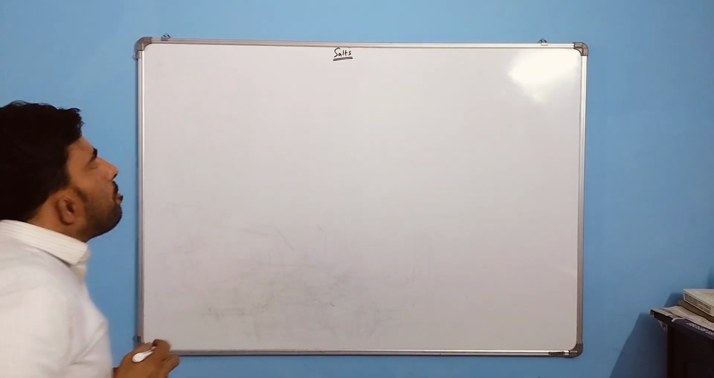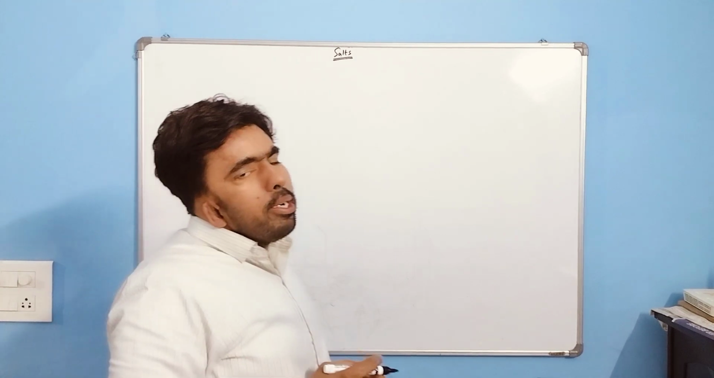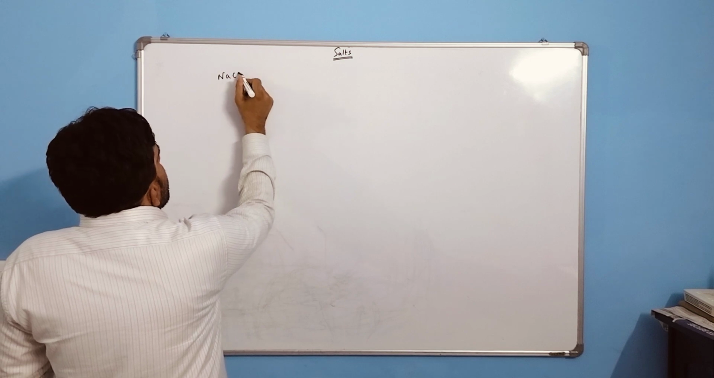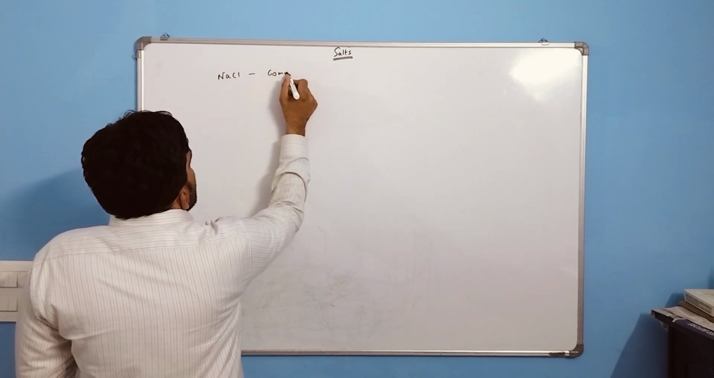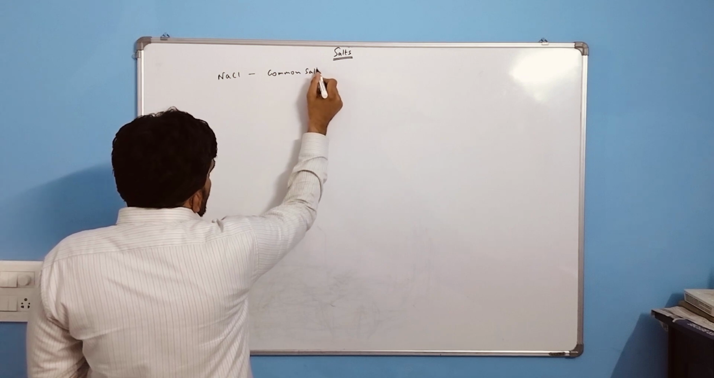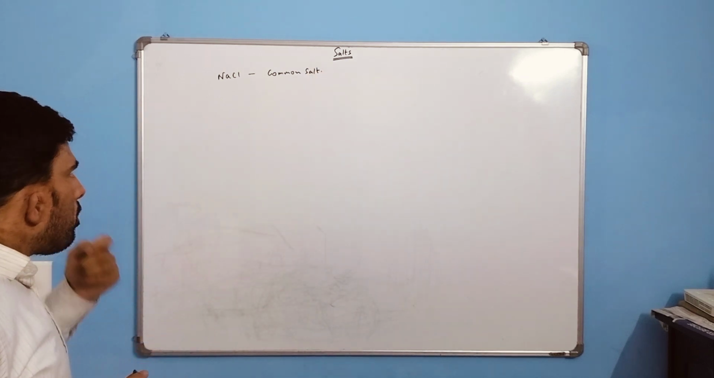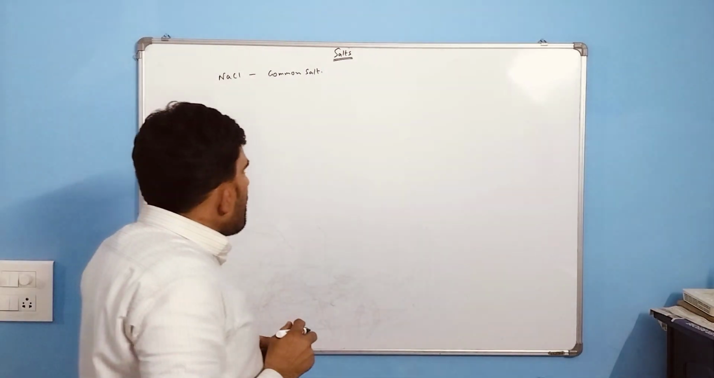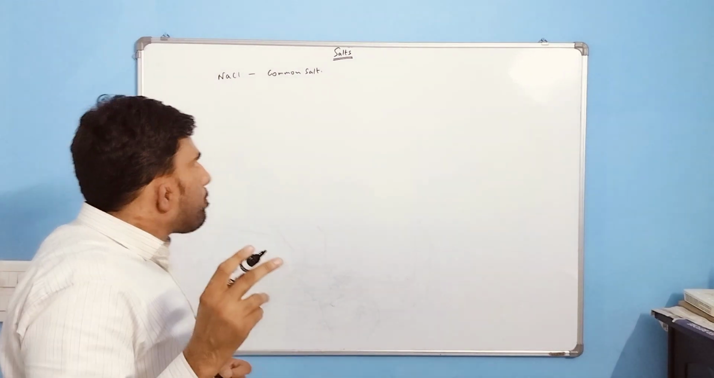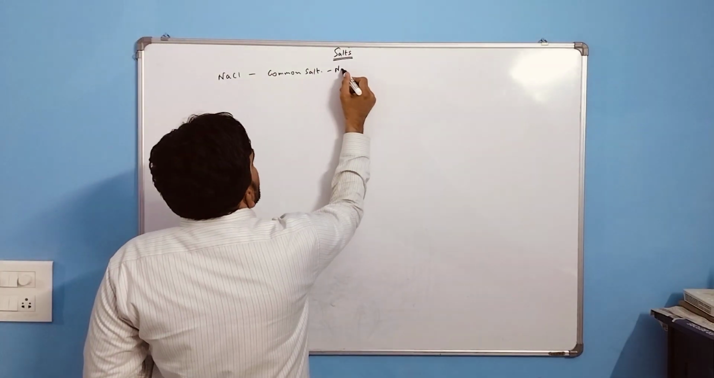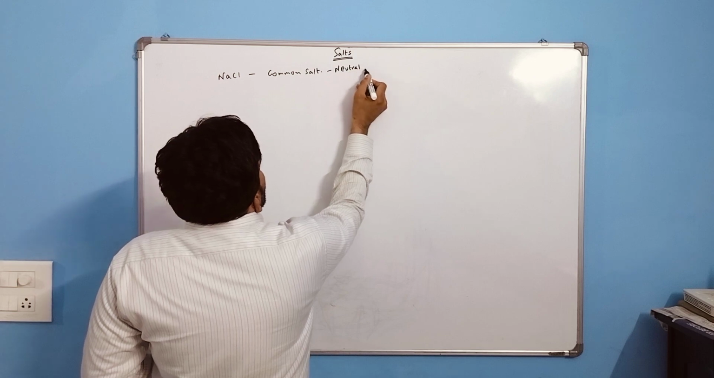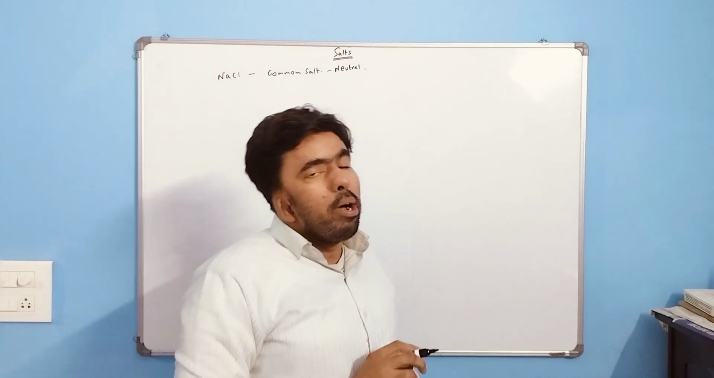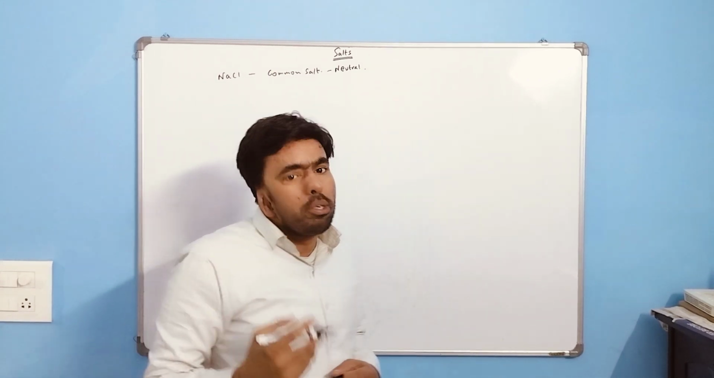We all know the salt which we use in our kitchen, that is NaCl. Its name is common salt. Why do we say it's common? Because it is not acidic or basic. It's a neutral salt. So it is called common salt, and we all know how, during the freedom movement, Gandhiji struggled to make salt from the sea water.